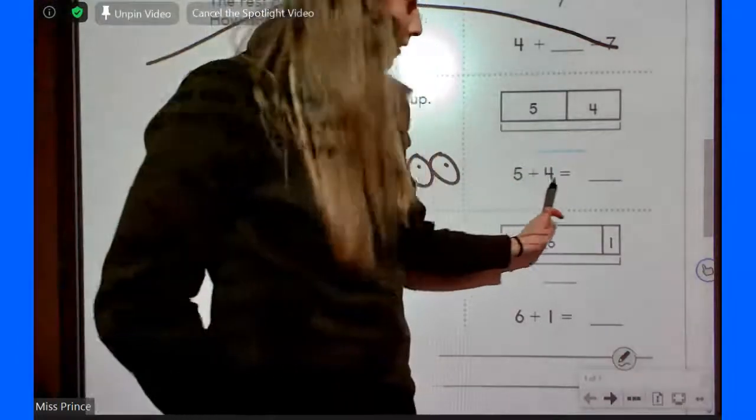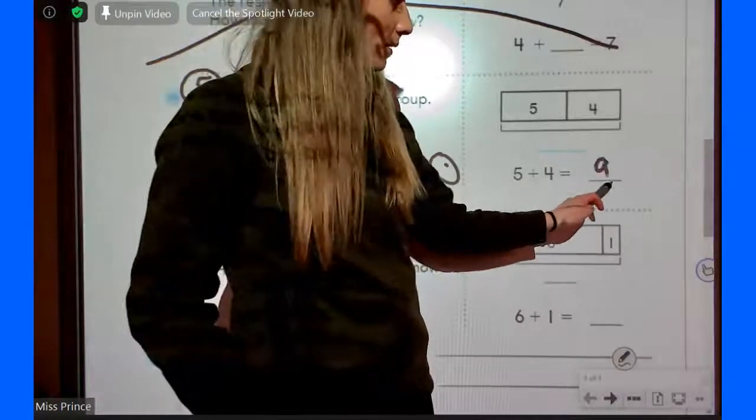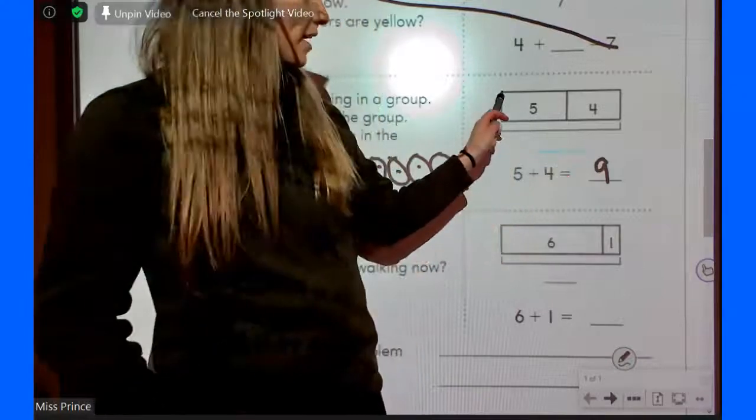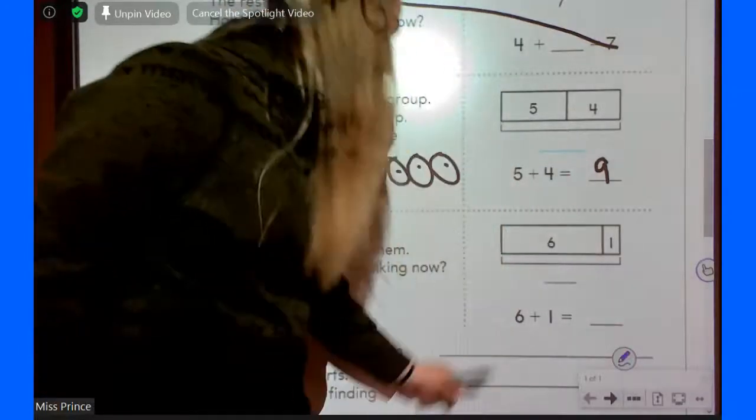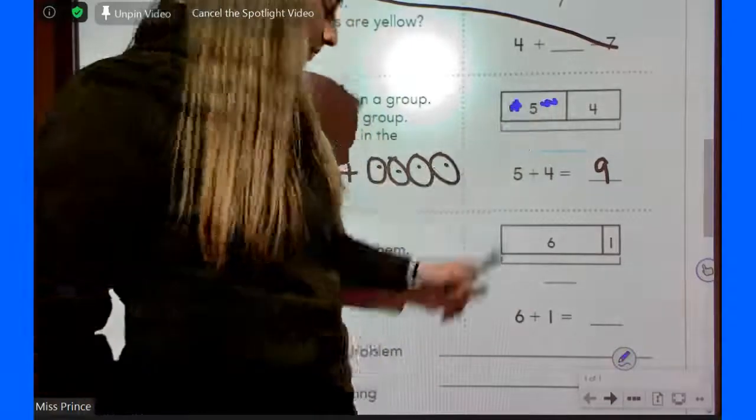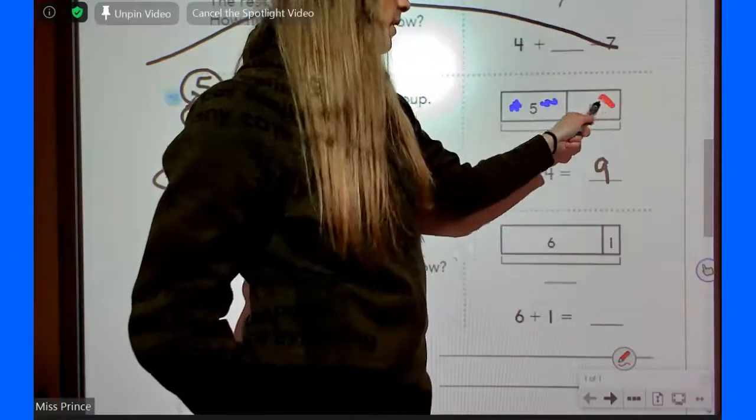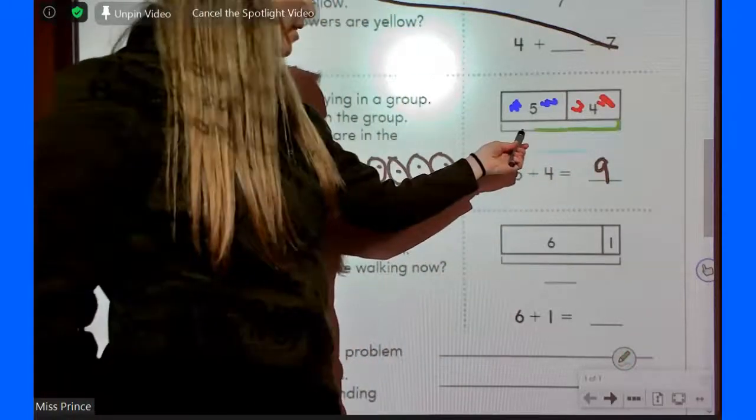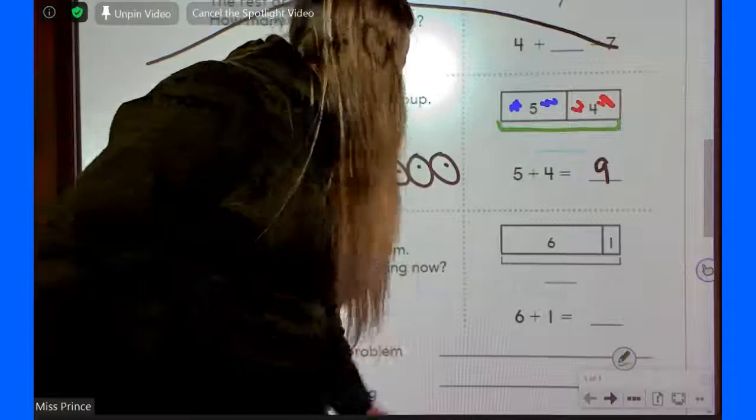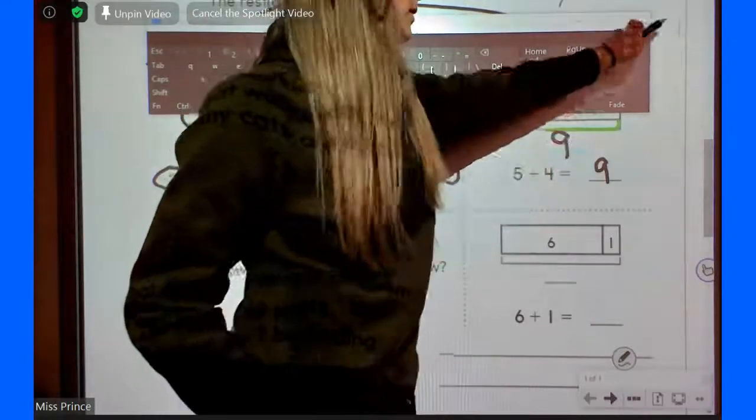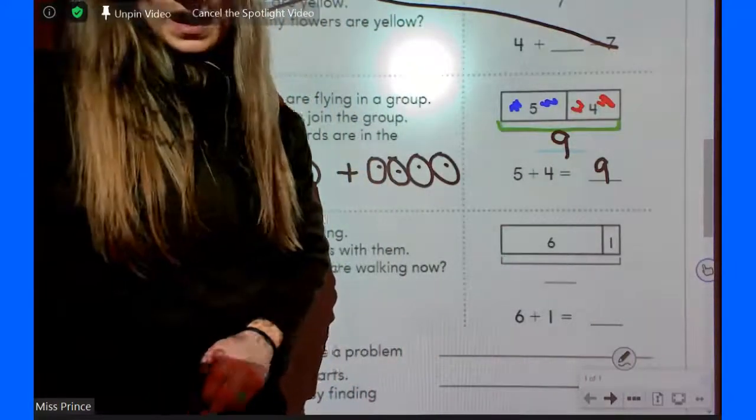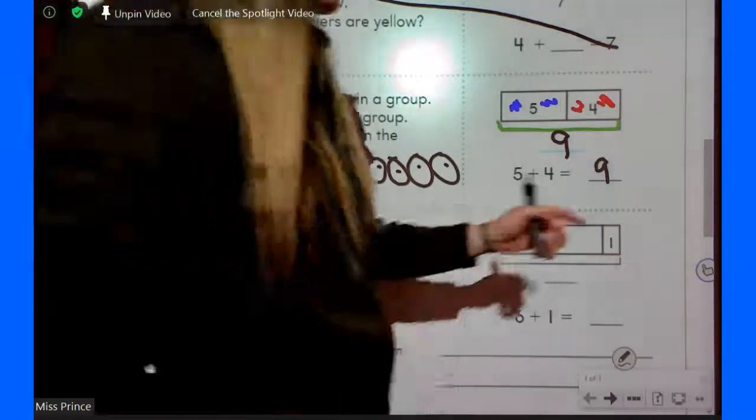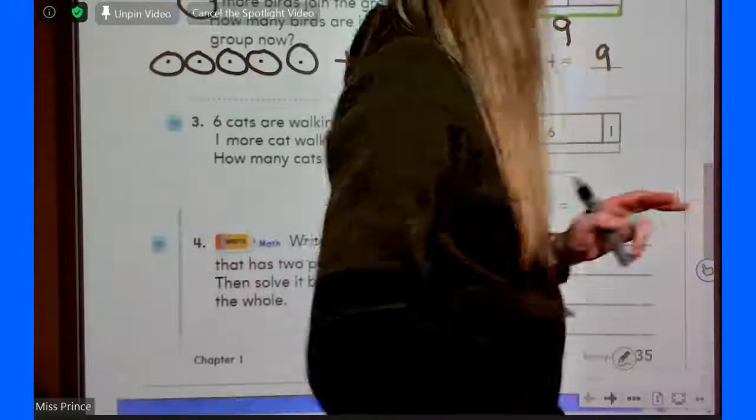Make sure that you fill in the equation here with a 9, and that you also fill it in up here on this blue line. This is showing that this piece here is 5. This piece here is 4. But all together, the 5 and the 4 together, we have 9. Okay? We're going to do the same exact thing on this next problem. So I'm going to call on somebody to help me out.